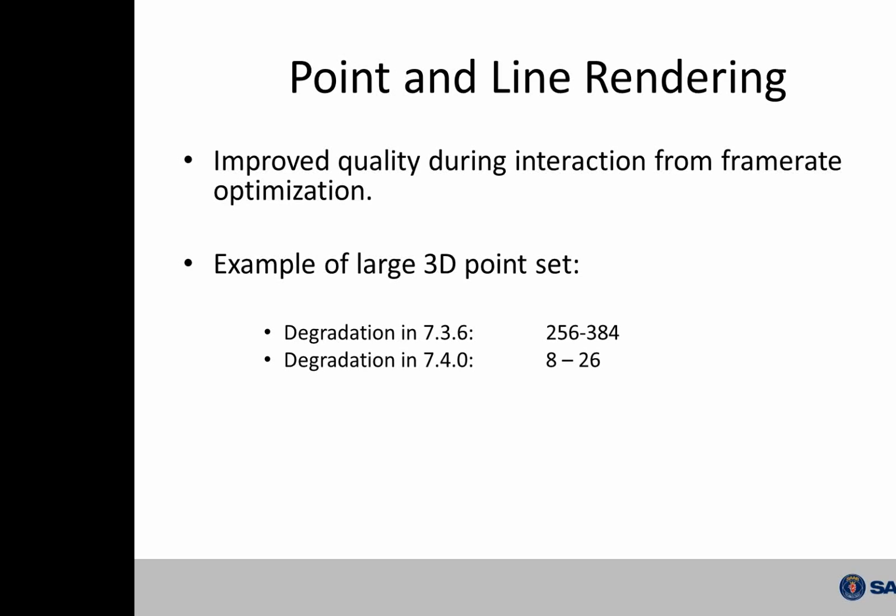Now, I talked about point and line rendering, and we have improved the quality of the point and line rendering from the frame rate optimization. Just take an example of a large 3D point set. When you're interacting in version 7.3.6 of Fledermaus, the points were degraded by a factor of 256 to 384 times. So that's a significant amount of degradation. On the same hardware, but with 7.4, interacting with the same 3D data set, the degradation was minimized and is now only at 8 to 26 times. So much less degradation. The idea is that you can now see a lot more of your points interactively while you're moving around in your scene.